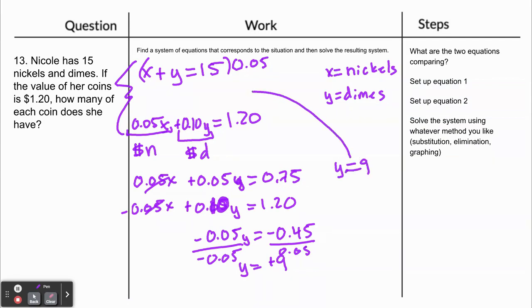Now I can plug that back into my original equation here, which will end up telling me that the number of nickels I have is 6. So here is my final answer. And again, in this situation, I have 6 nickels and 9 dimes.